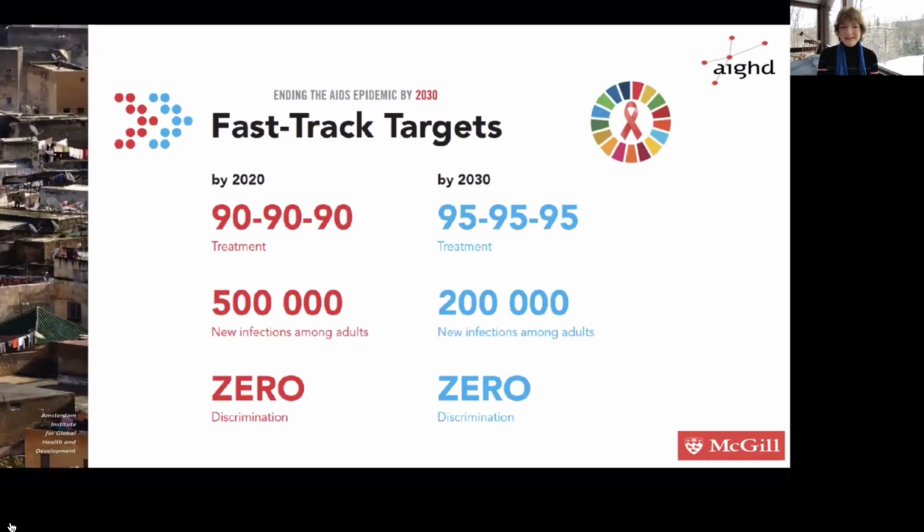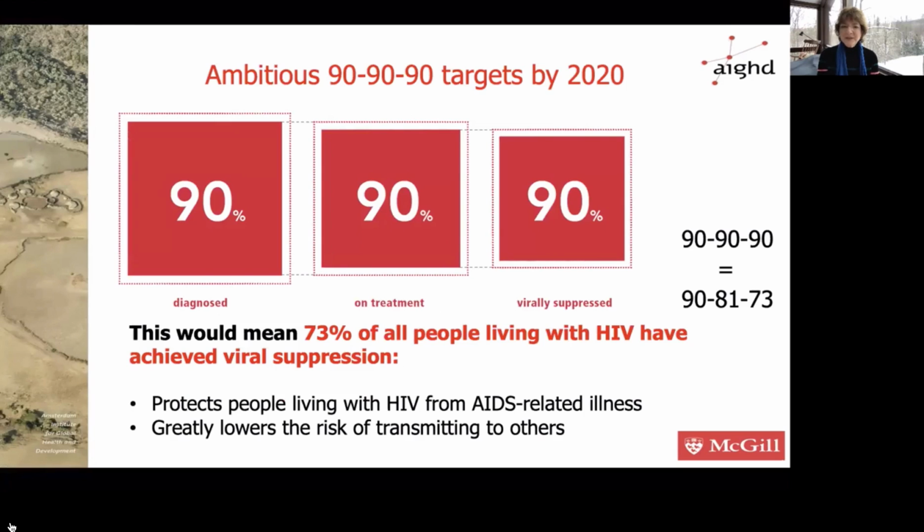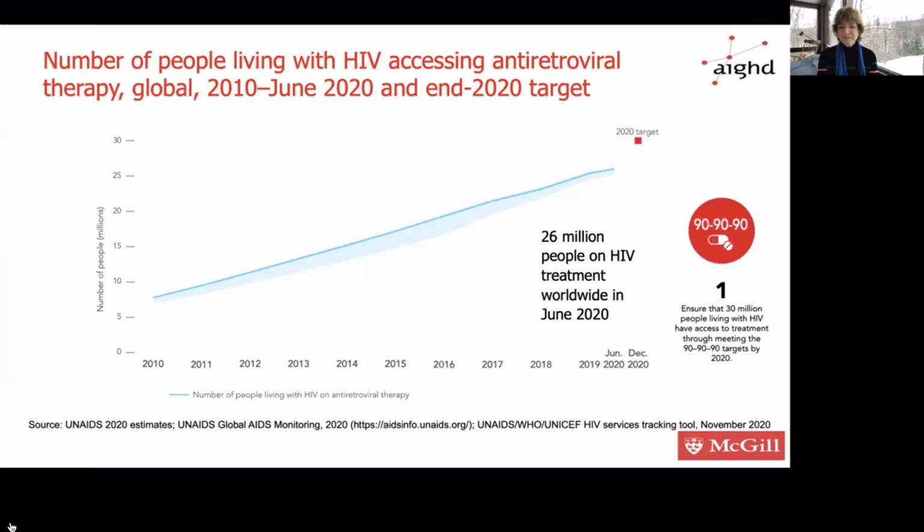The fast-track targets for 2020 were 90-90-90 with respect to testing and treatment, fewer than 500,000 new infections among adults, and zero discrimination. Now, those ambitious 90-90-90 targets actually meant 73% of all people living with HIV having achieved viral suppression. And this is because the first 90 means 90% of people living with HIV know their status, 90% of those who are diagnosed are actually on treatment, and 90% of those on treatment are actually virally suppressed. And we know that viral suppression protects people living with HIV from AIDS-related illness and greatly lowers the risk of transmitting to others.